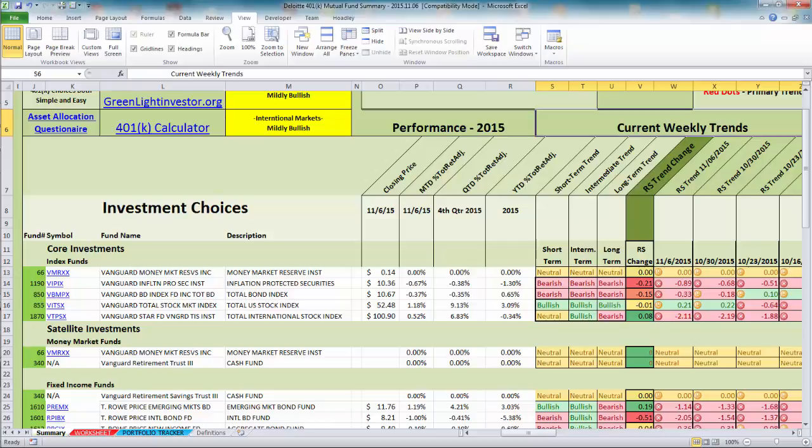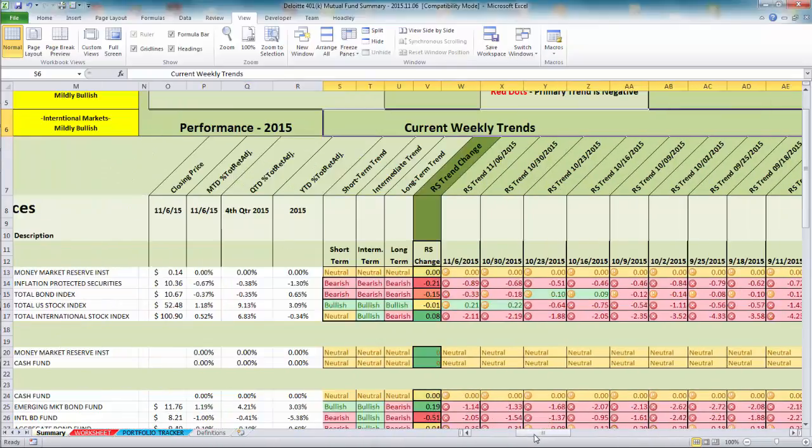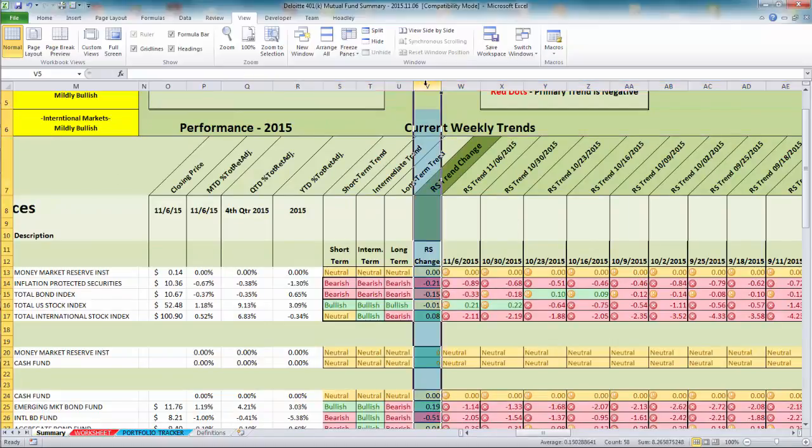Finally, on the right side of this worksheet, we have our current weekly trends. This is what I think is the most unique part of this worksheet. The information is centered around column V, which shows us the relative strength change on a week-over-week basis. When you see the bright red lights, that's generally one of the weaker funds, and when you see the bright green, it'll take your eye right to one of the funds that has been performing the best on a week-over-week basis.